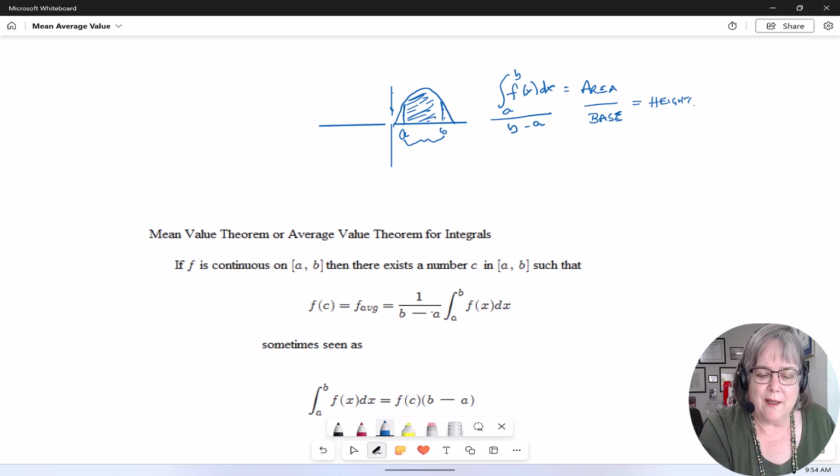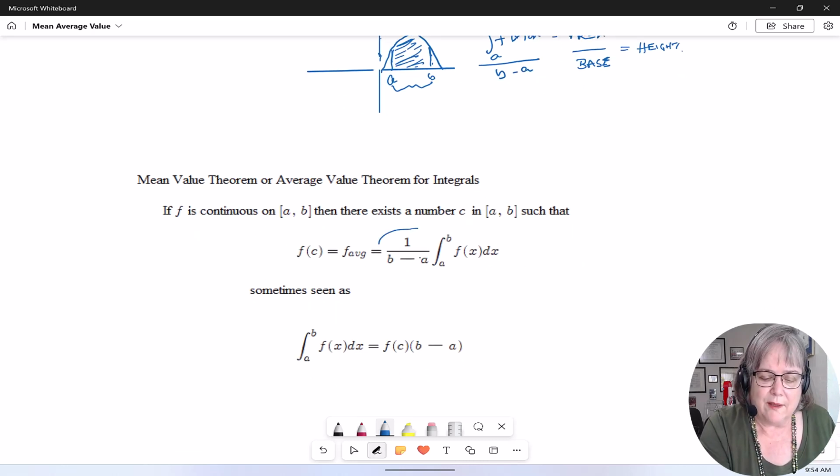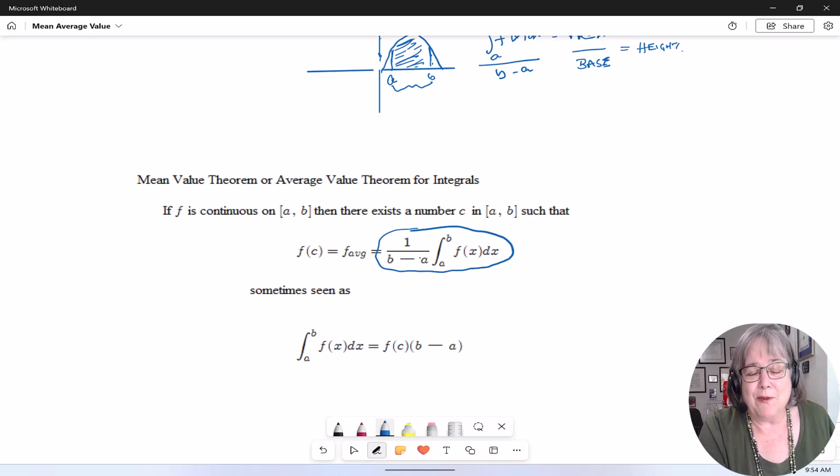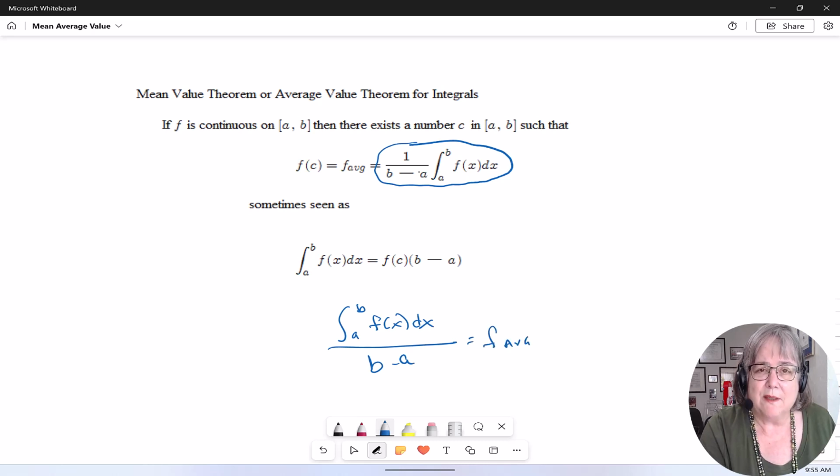So I tend to think of it as not 1 over b minus a times the integral from a to b of f of x. What I think of it as is this integral from a to b of f of x over b minus a. That makes more sense to me. Now, what makes more sense to you?